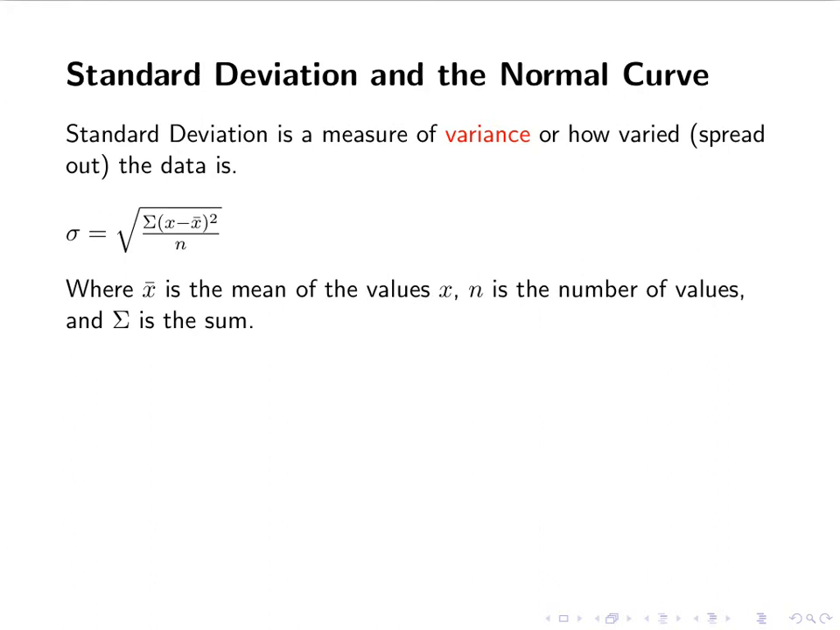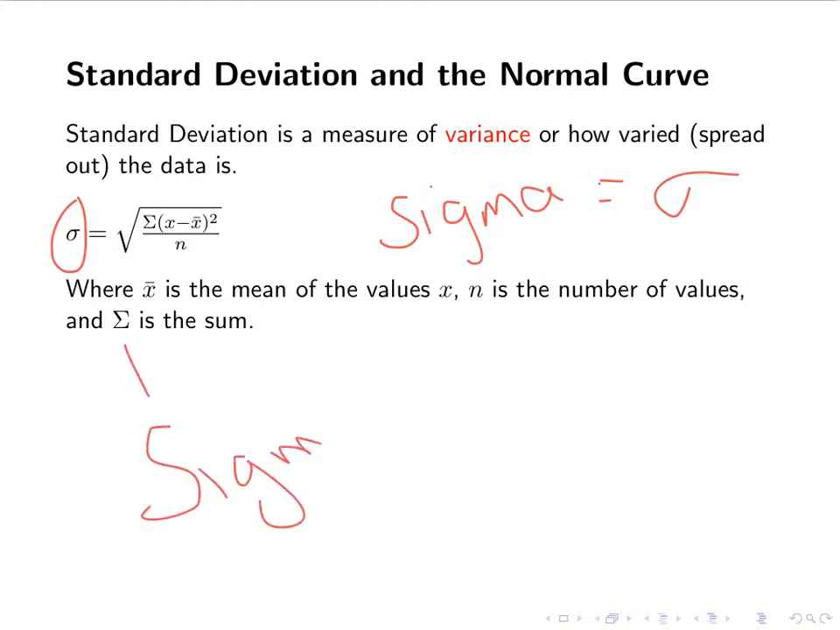So the equation for standard deviation is the following. What we have here is the Greek letter sigma. It's lowercase, and it kind of looks like a whistle, is what I've always thought. And then x bar is the mean of the values, the x's. N is the number of values. And this Greek letter, which is capital sigma, means the sum. So you've seen these guys in the mean section.